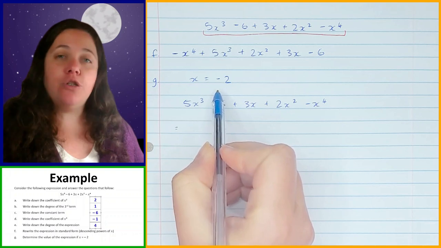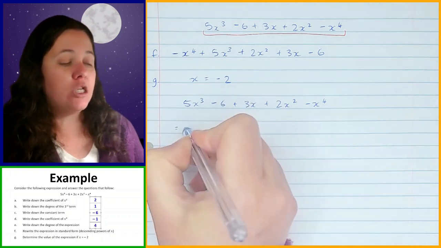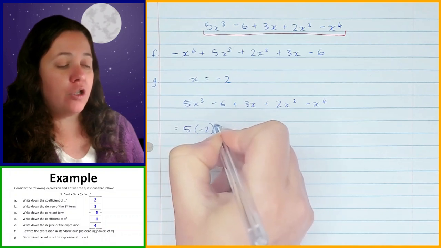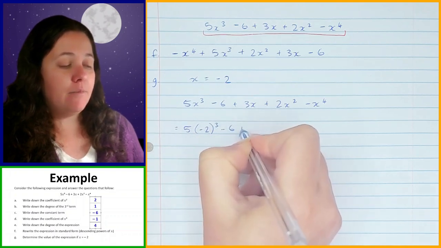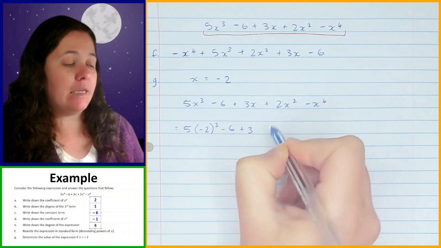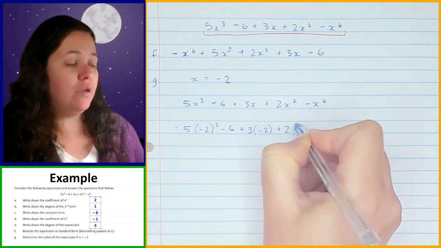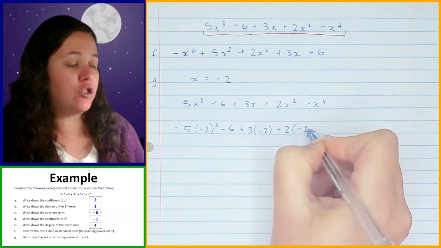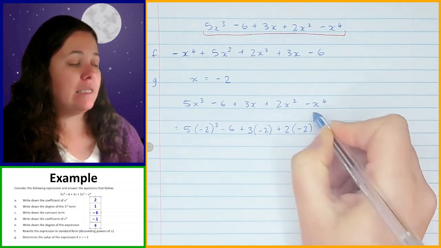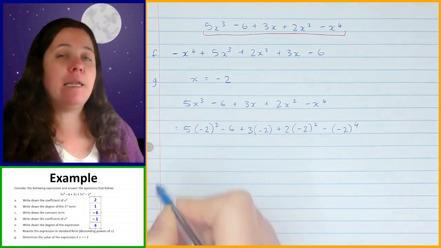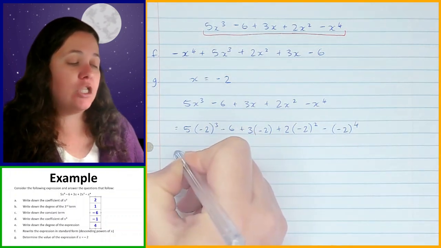And what I need to do when I do that is make sure I put them in brackets. So I've got 5, then it's x cubed, so it's negative 2 cubed, minus 6 plus 3x, so it's 3 times negative 2 in brackets, plus 2, then x squared is negative 2 in brackets squared, minus x to the power of 4, which is negative 2 in brackets to the power of 4. And now we're going to use BEDMAS to simplify this.